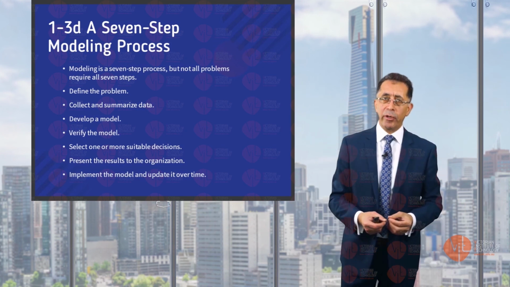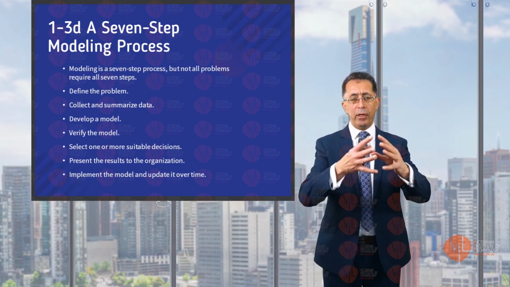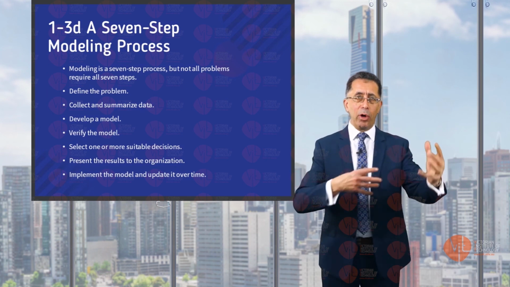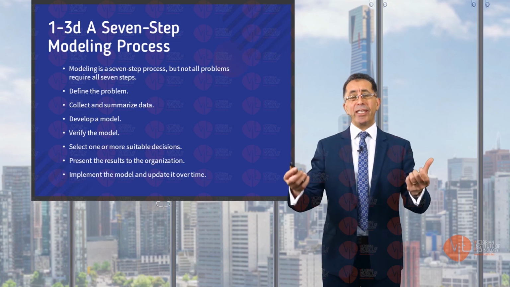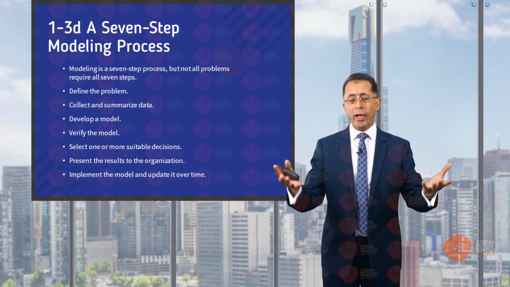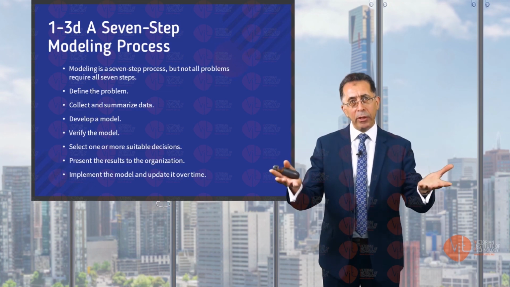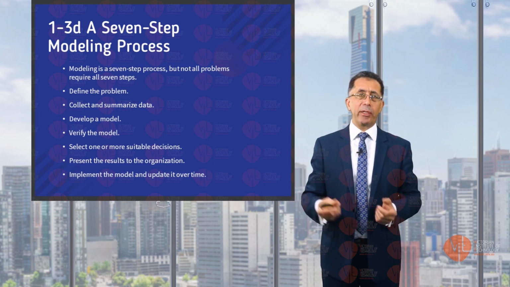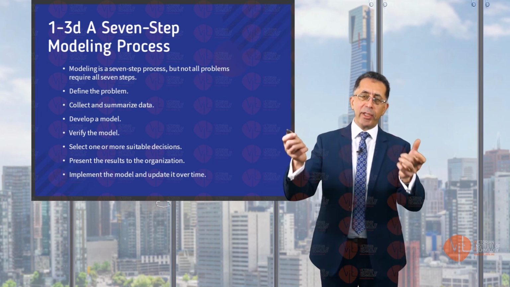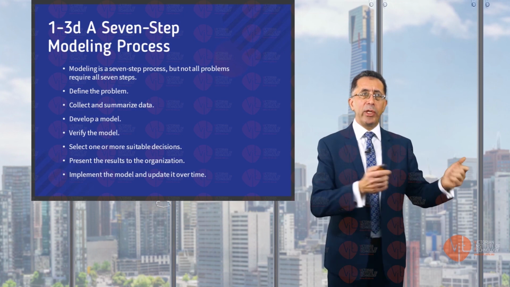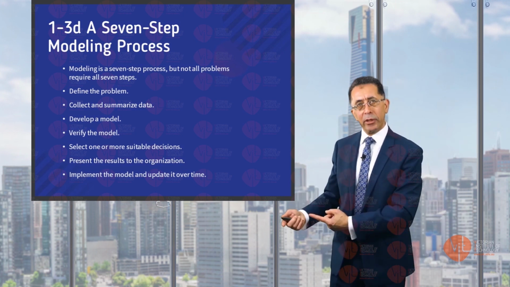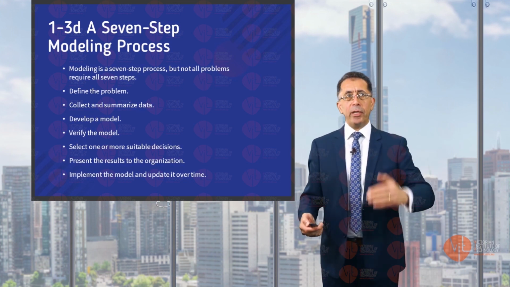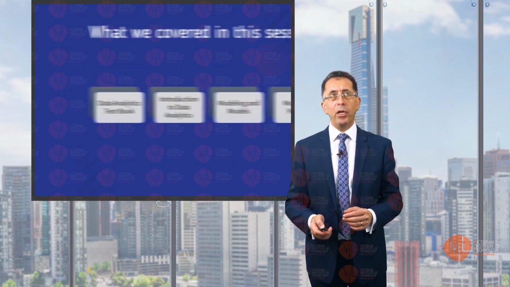Present the results to the organization. You need to present the results of the modeling to the organization so that the organization will have some better informative data to make the decision. And once that decision is made, we need to implement the model and then review it, update it over time. So these are the 7 steps of a model.